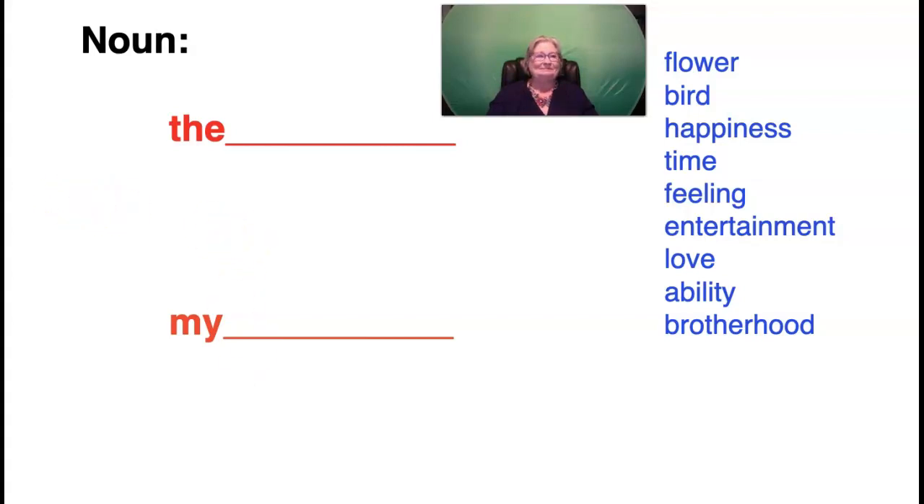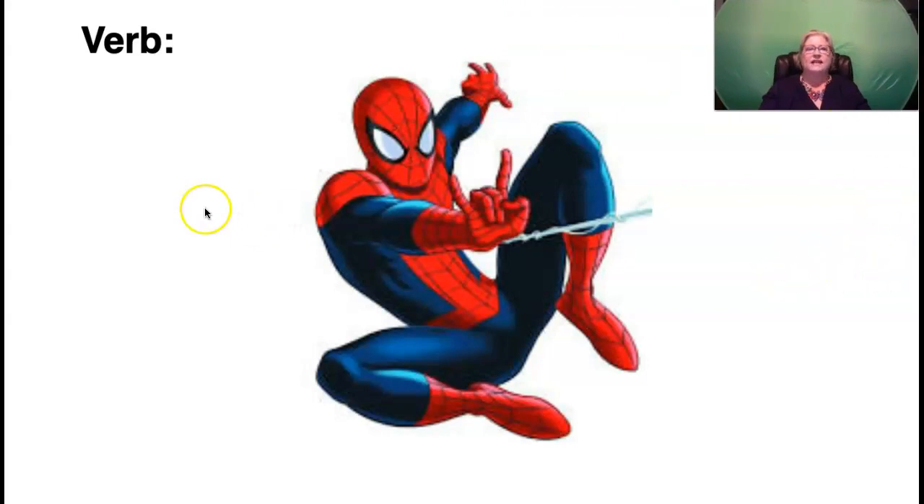Okay, next part of speech, a verb. A verb is the engine of the sentence. The verb is the most important part of the sentence. Get the verb right, the whole rest of the sentence will fall right into place. What's a verb? Well, can Spider-Man do it? And if Spider-Man can do it, then it is a verb. You know the Spider-Man song, Spider-Man, Spider-Man does whatever a spider can, and then that song goes on to list verbs. And any word that tells you what Spider-Man or anybody else or anything else can do is a verb.